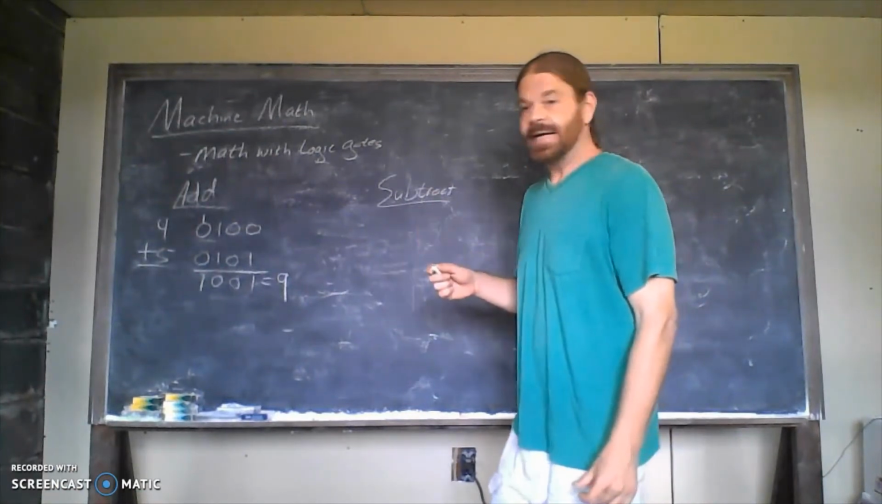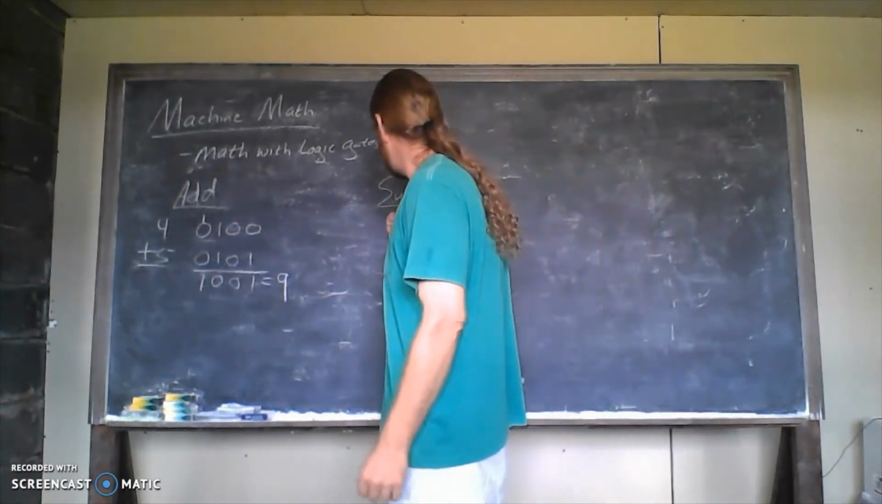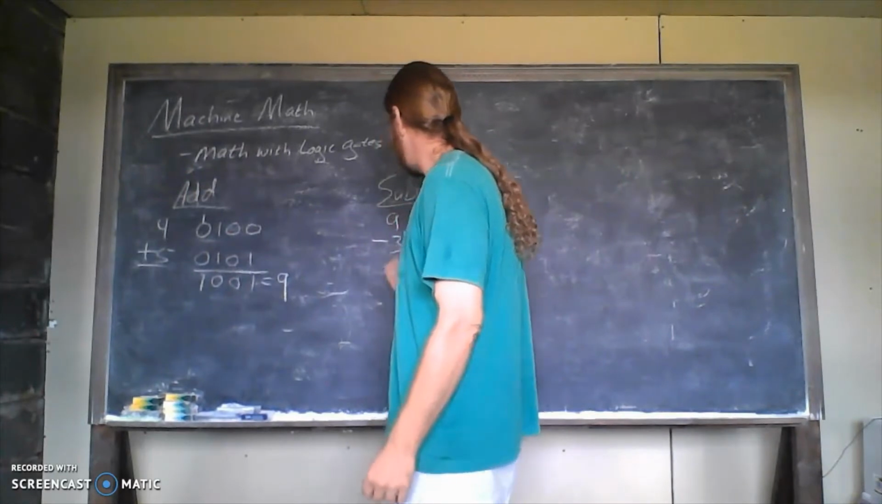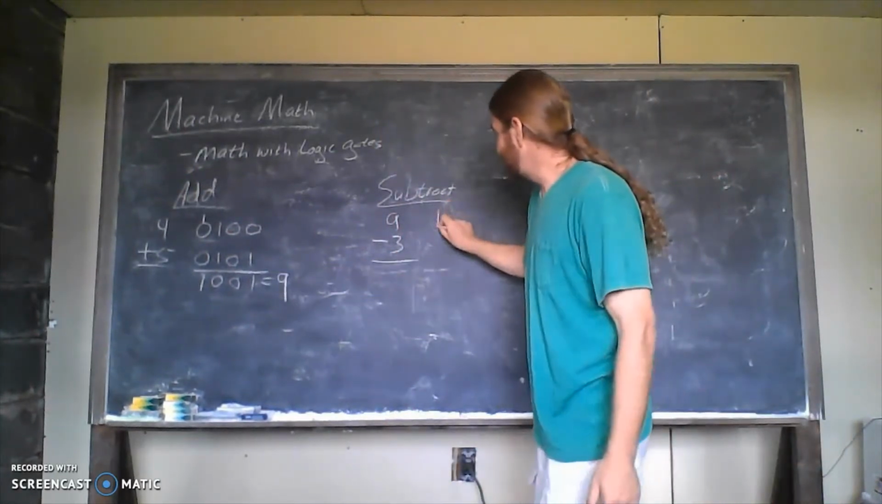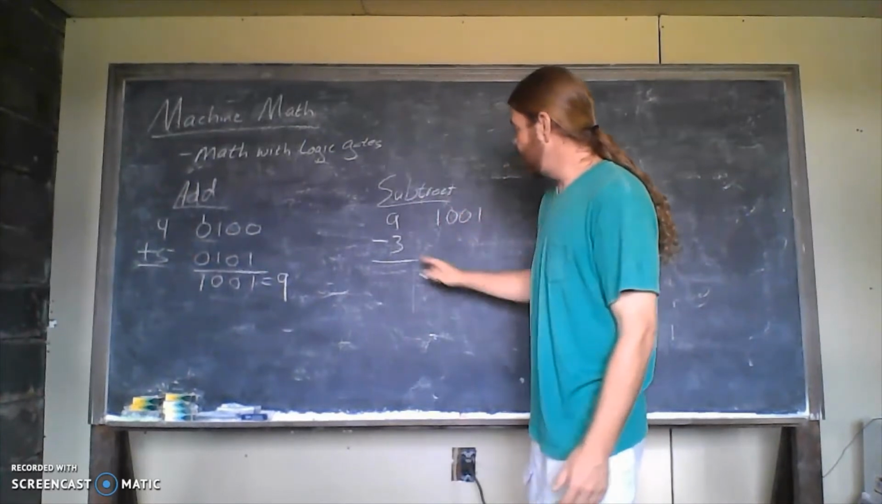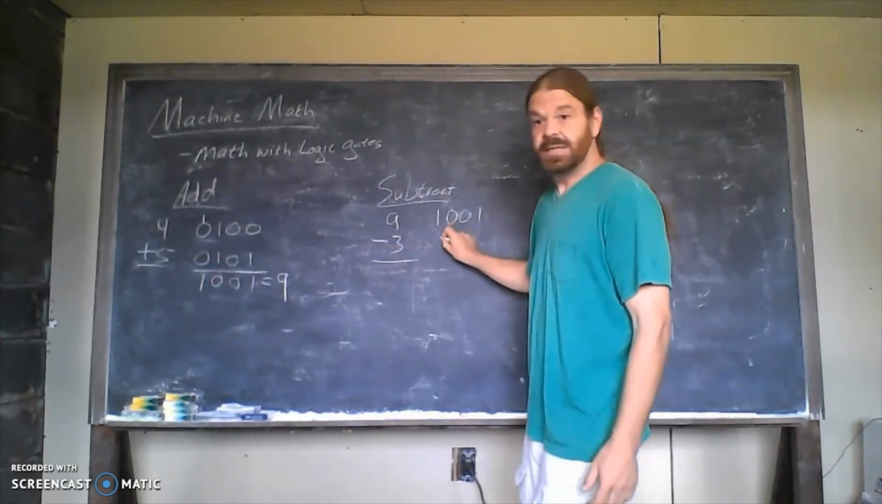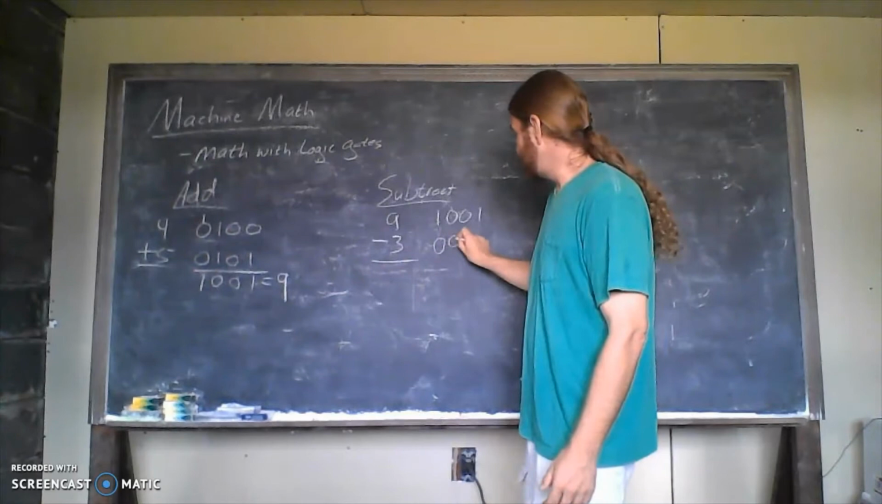What about subtraction? Let's take 9 minus 3. Again, easy numbers to work with. We have 9 right there. So 1, 0, 0, 1 minus 3, which is 0, 0, 1, 1.